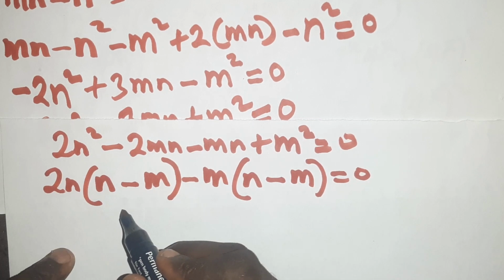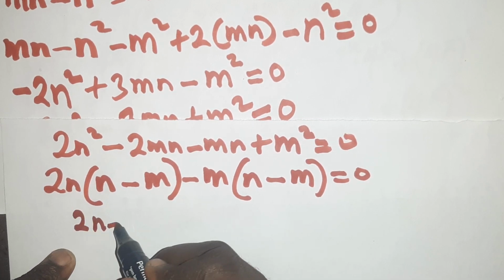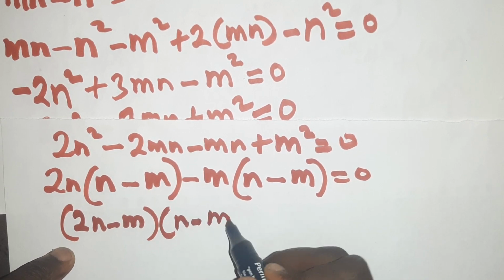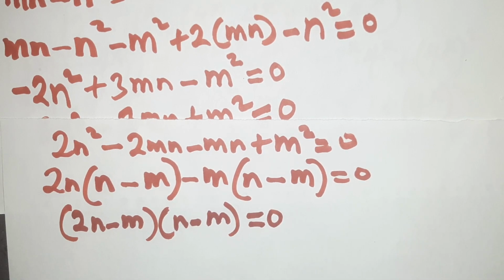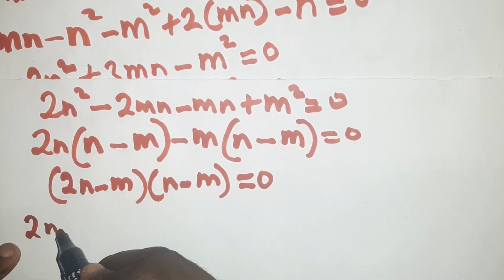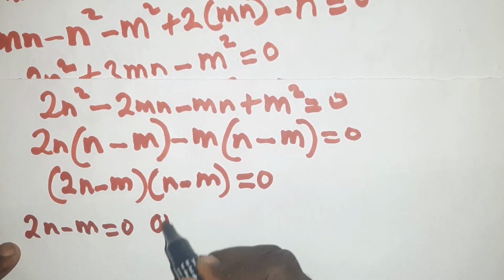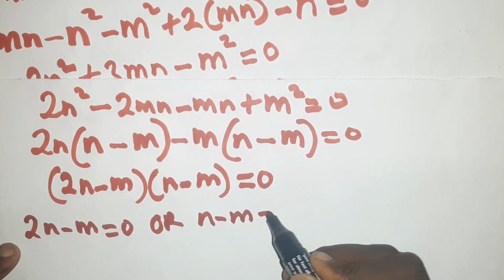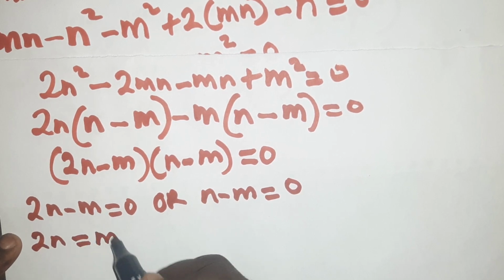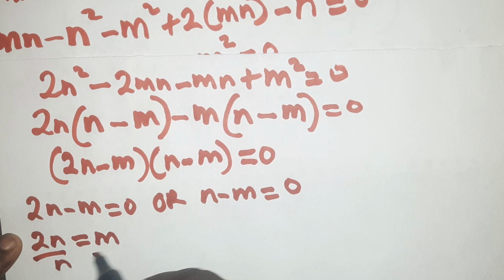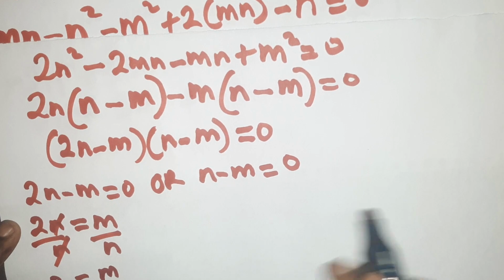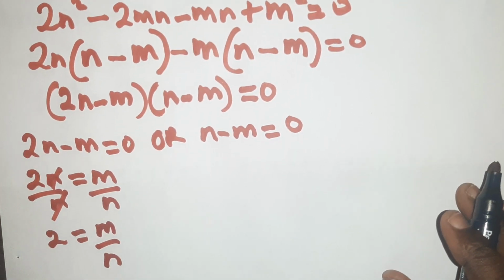Then refactoring, I have 2n minus m times, these two are common, pick one of them, n minus m equal to 0. Then if this times this is equal to 0, it means either this one is equal to 0 or the n minus m is equal to 0. So solving this, I have 2n equals to m. So dividing through by n, I have 2 equals to m over n.